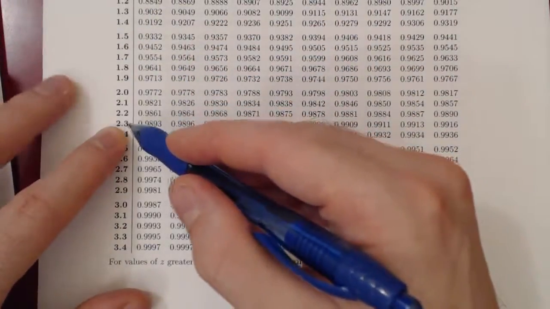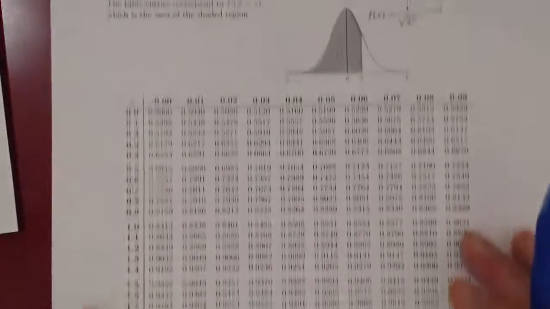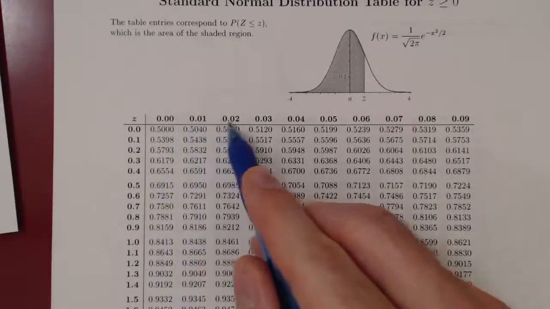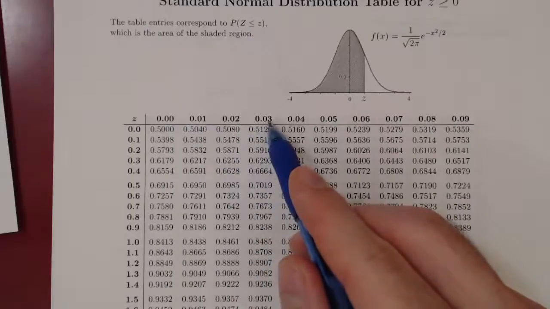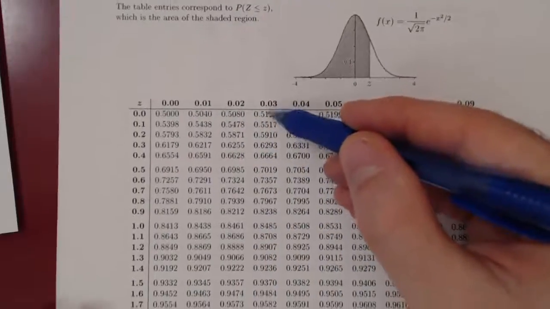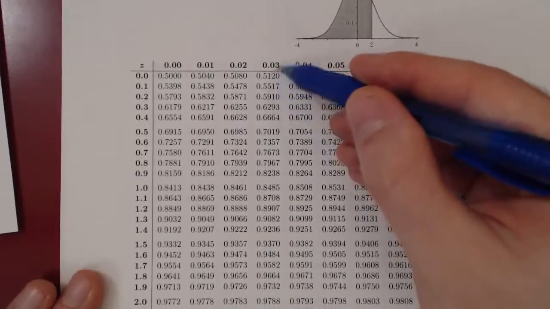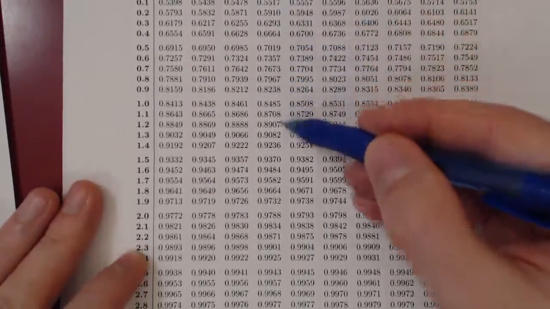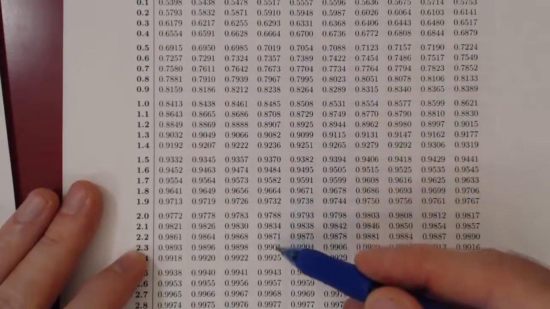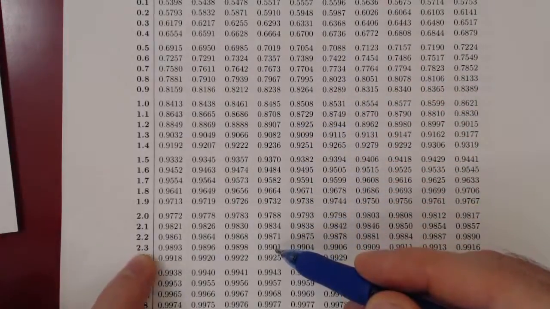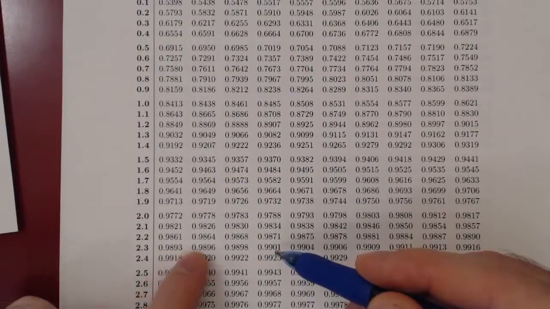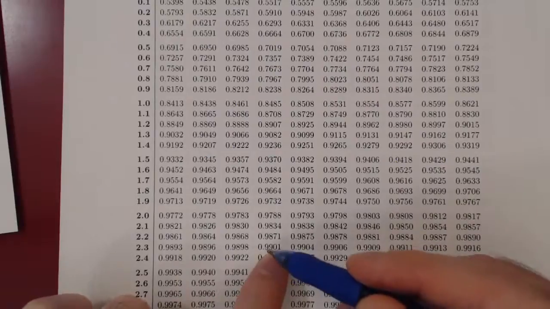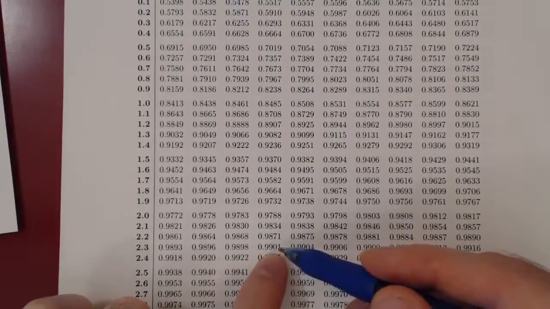2.3, and we get the second decimal place with this. This would be 2.3, 2.31, 2.32, 2.33. So it will be in this column. We go down this column where the second decimal place is 3. We go down, and we stop here. You see 2.3, 2.31, 2.32, 2.33. So the area is 0.9901.